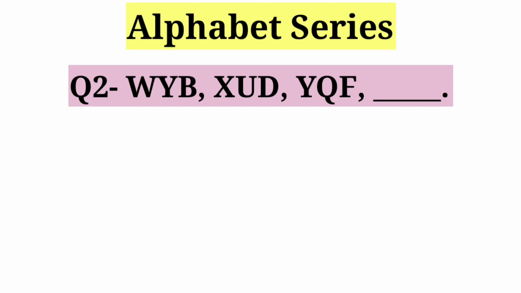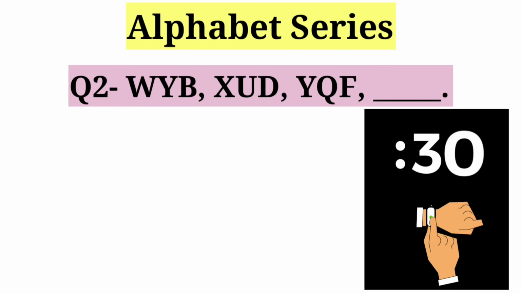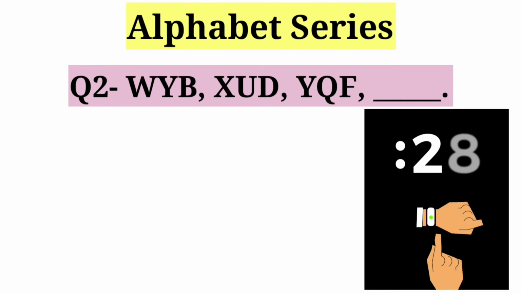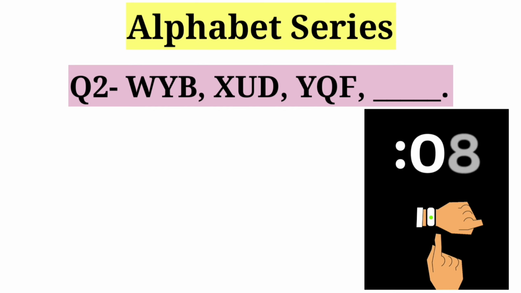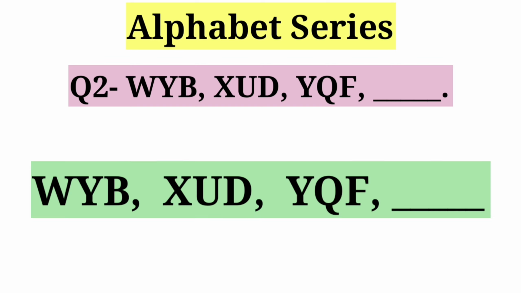Now the second question is given. The series is WYB, XUD, YQF. So you have to tell what will come next in this series. Okay, so last 5 seconds are remaining, and time's up. Now let's compare the last digit, B.